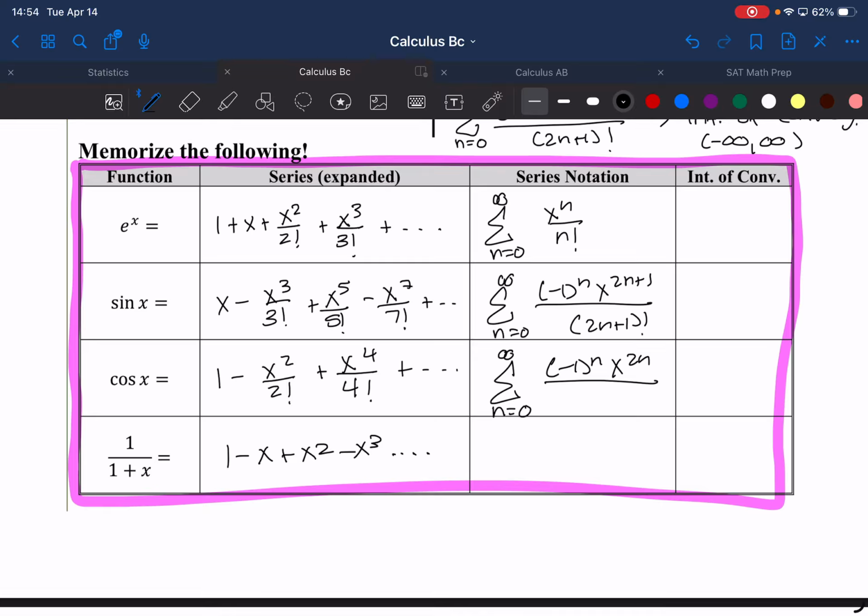Yes? Sorry, what's on the third row, second one? Is that -0 to the power of n? Oh, is it -1 to the power of n? This part right here? Yes, that. Yeah, it's -1 to the power of n.